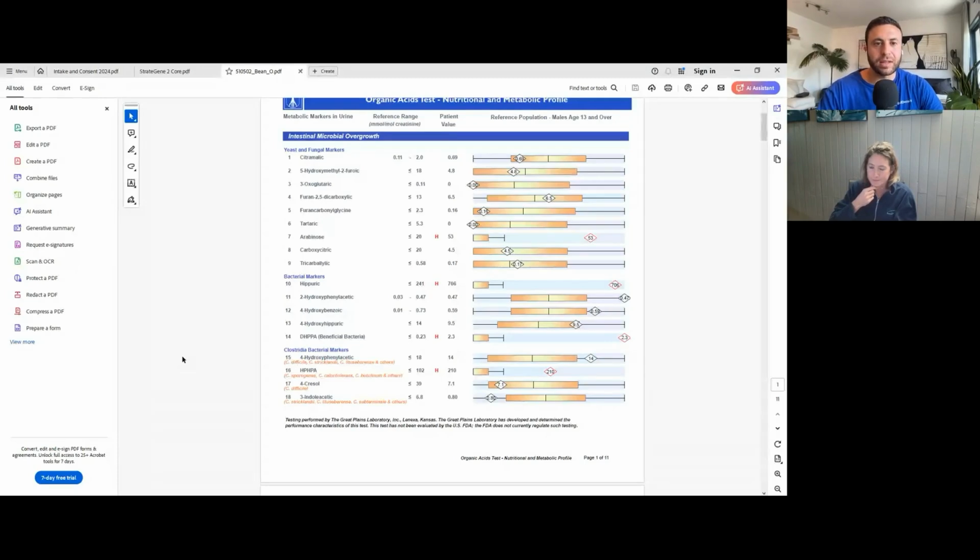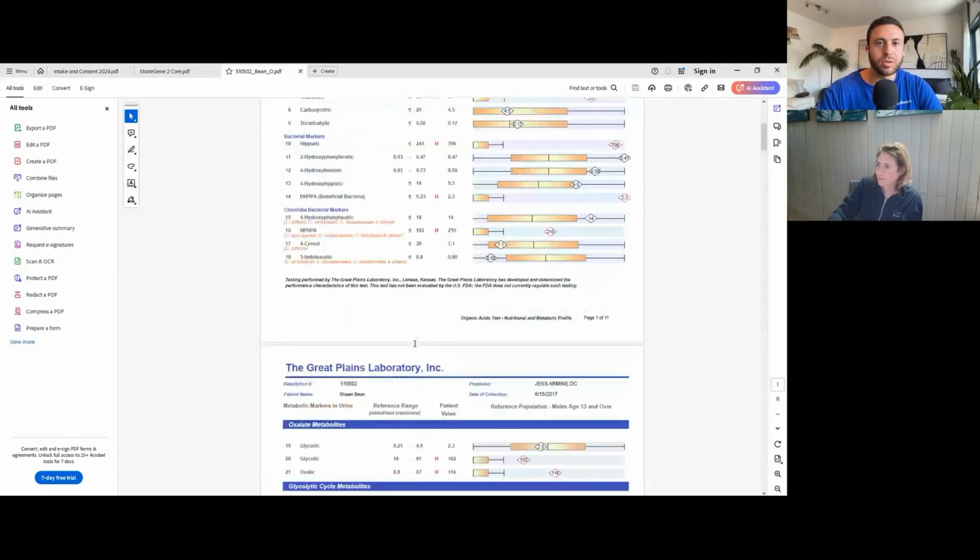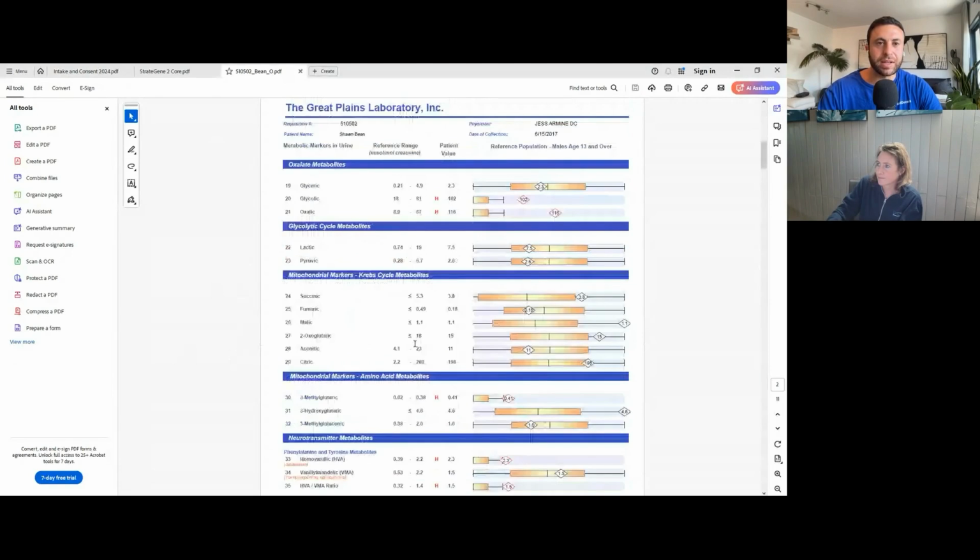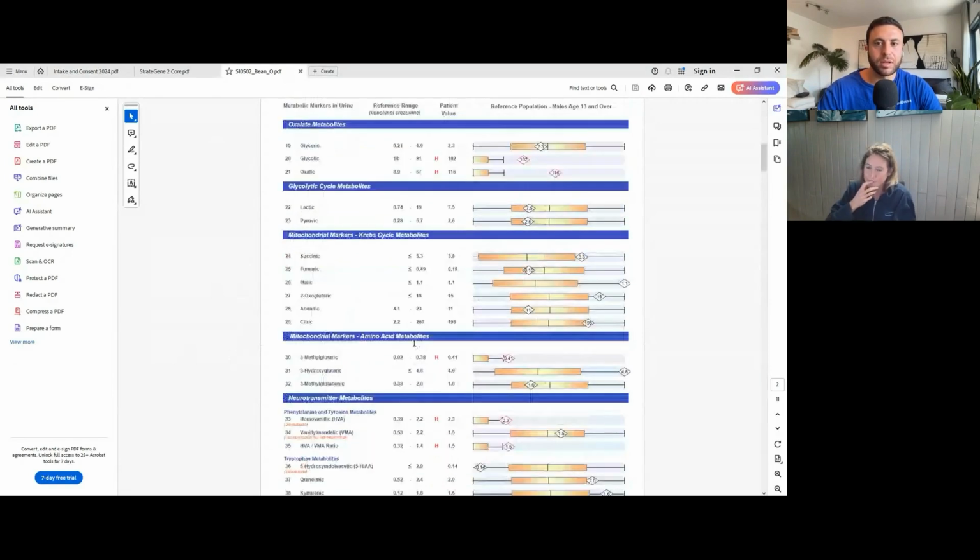So let's go down a little bit. So we went through, and if you're looking at the bacterial markers as well, you would also be giving antimicrobial herbs and stuff if those are elevated. Yeah, if it was very elevated. If it was just slightly elevated and they didn't really have major gut issues, I probably wouldn't do much there. But if they did have severe gut issues, then sure.